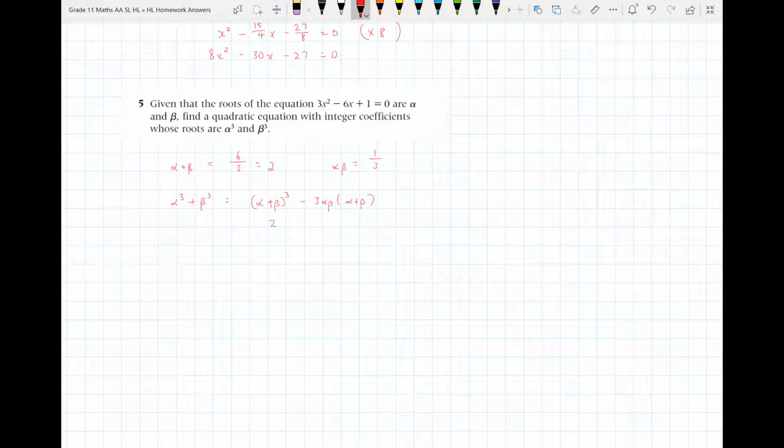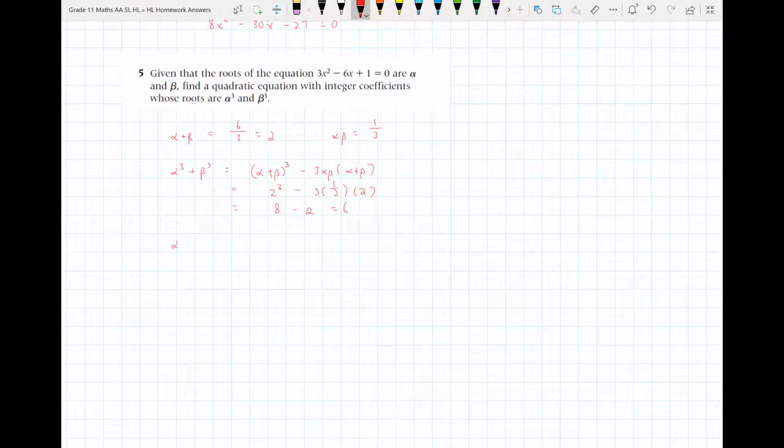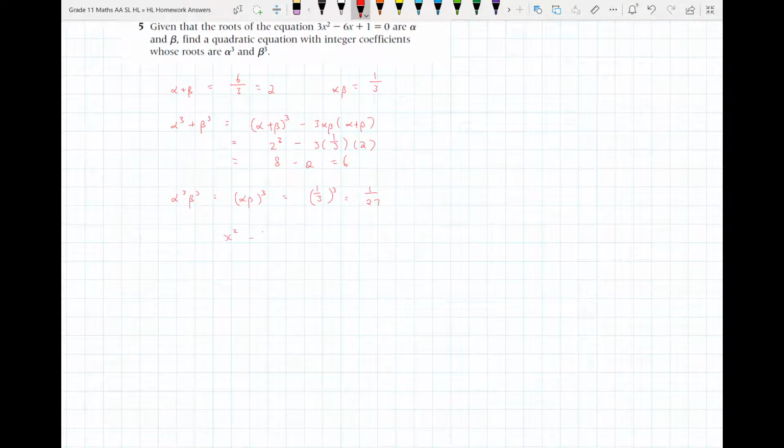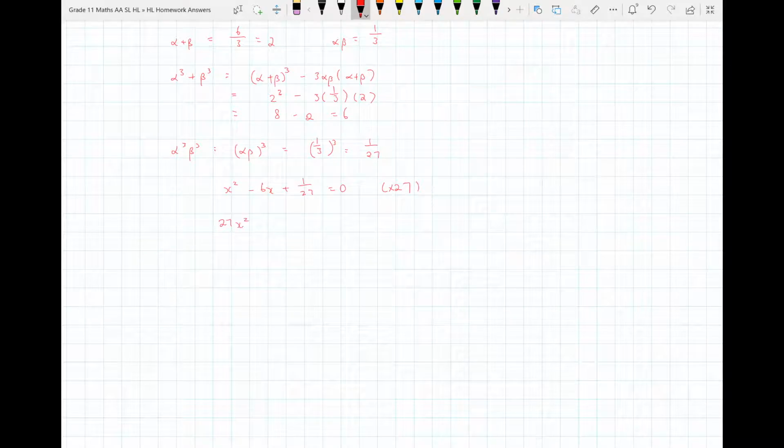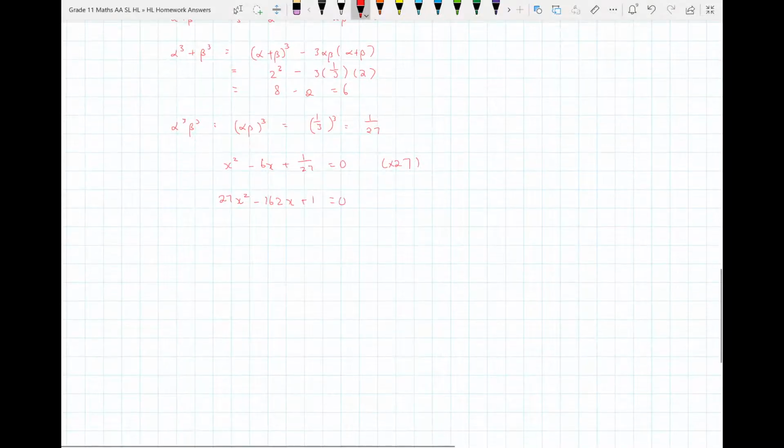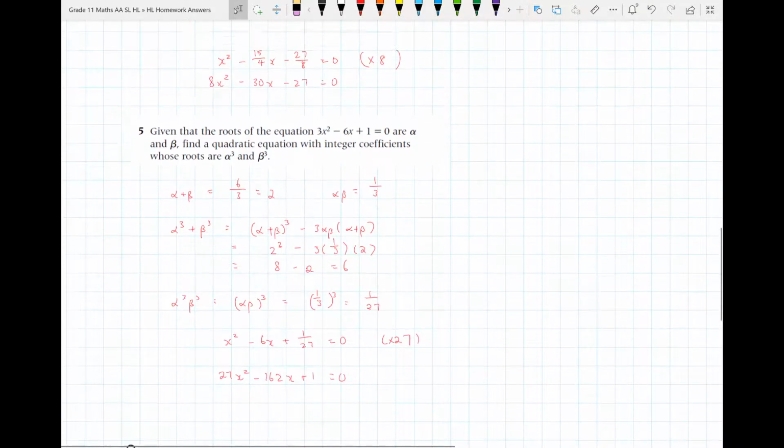Okay, it's 2, 1/3, 2, and this is just like before, right? So an equation will be, and then we need to multiply everything by 27. It's 27 times 6, 162. Which question are we on? 6.